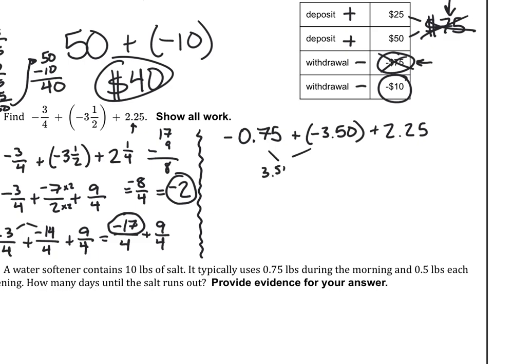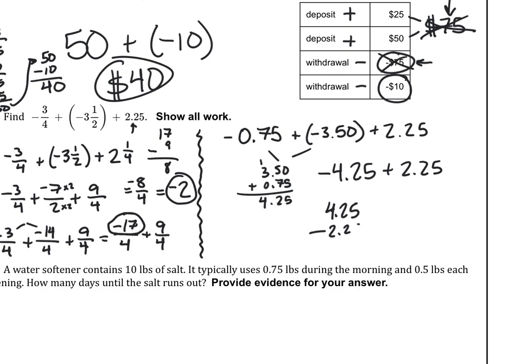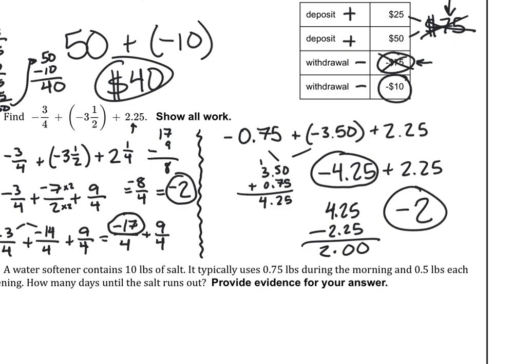Okay, these two are both negative, so we're going to add them together. They work together. 3.50 plus 0.75 gives us 4.25. So this is going to be negative 4.25 plus positive 2.25. Those are in a power struggle. They don't like each other. 4.25 is the greater value. We're going to put that on top. 5 minus 5, 0. 2 minus 2, 0. 4 minus 2 is 2. My greater absolute value is here, meaning my answer is negative 2. Either way you do it, fractions or decimals, we get the same answer.